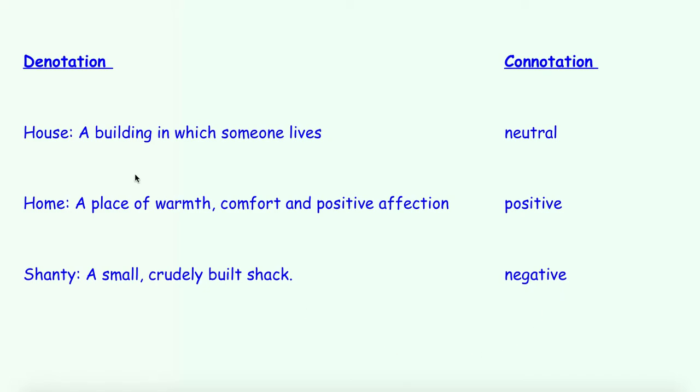So we started out with house being neutral. It's a place where someone lives. Home, the denotation of it is a warm place where there's positive affection and comfort, so it gives us a positive feeling. And a shanty, which is also another word for a house, is a small, crudely built shack. And that negative connotation makes us think of something that we wouldn't want to live in.